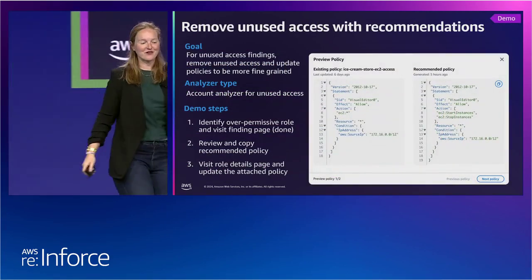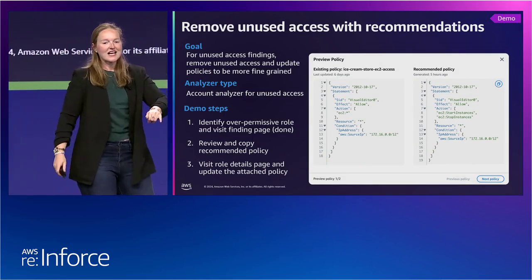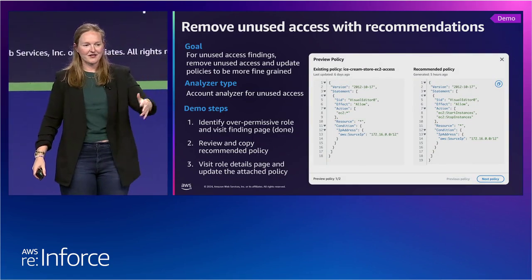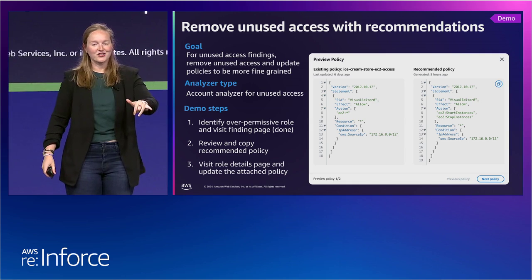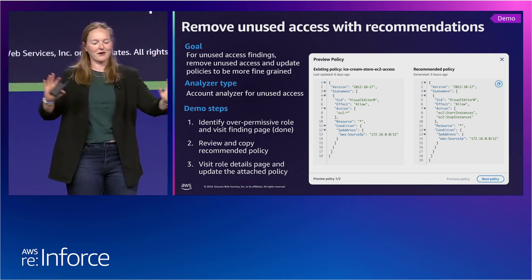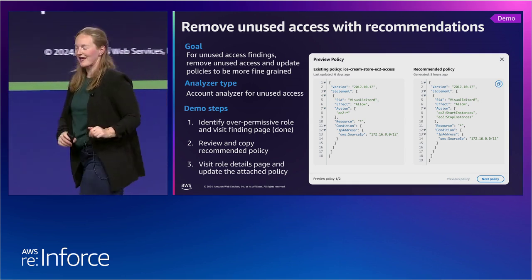This is actually one of my favorite features. If you use it in the console, this is API. You can obviously generate policies via API. But use it in the console. It gives you existing policy and recommended policy. And you'll get to see both. So I'm going to show that as well.